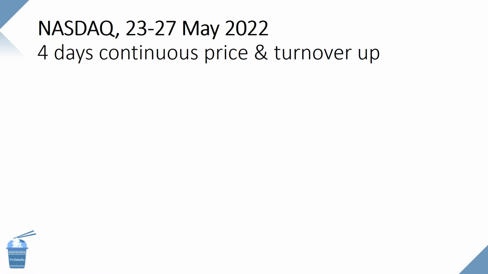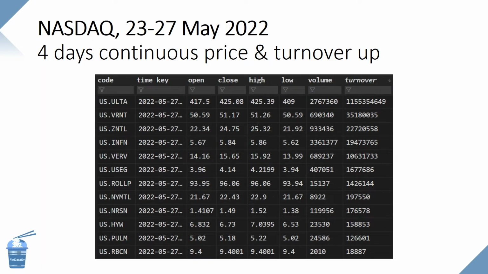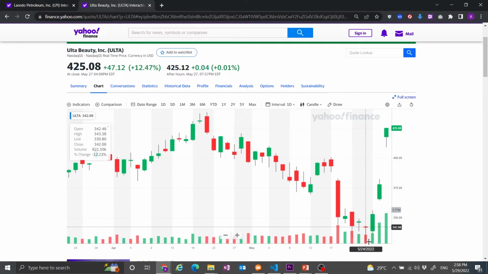Apart from the New York Stock Exchange, we'll also take samples from Nasdaq, which consists of over 4,000 shares. Jump straight to our list. Nasdaq has 12 stocks showing a 4 days pattern. Let's take a look at the candlestick chart for Alta, the top one on the list. Here's the chart. We can see that once the stock drops to its bottom on the 24th of May, it goes on for a strong rally.